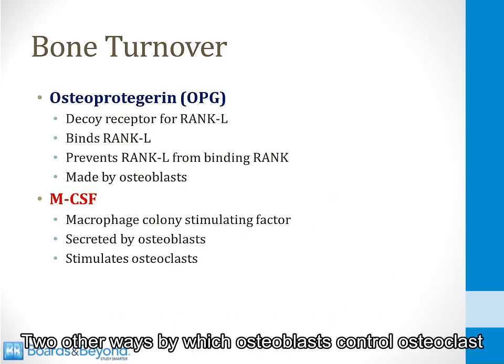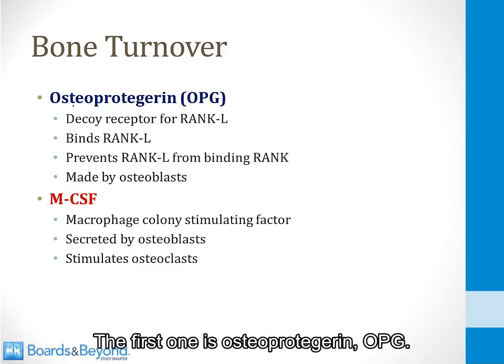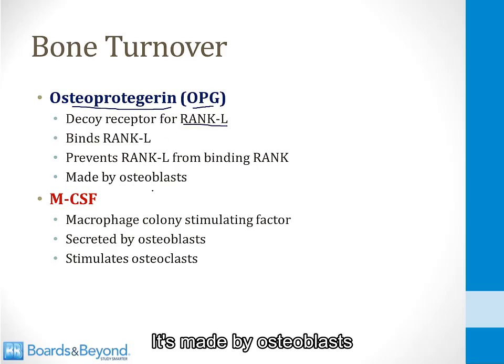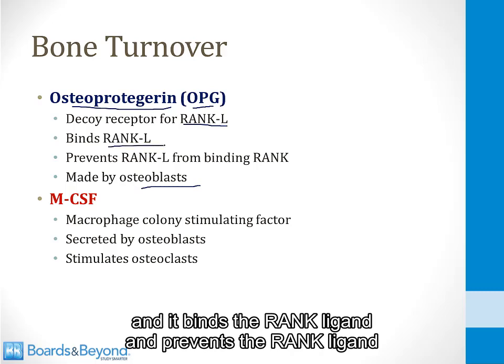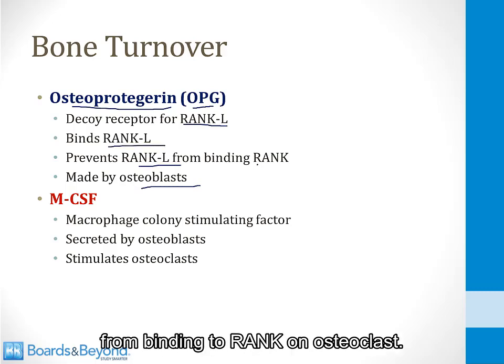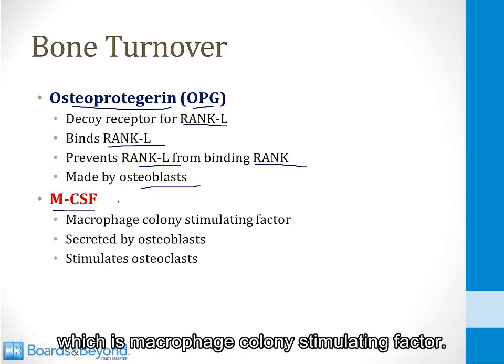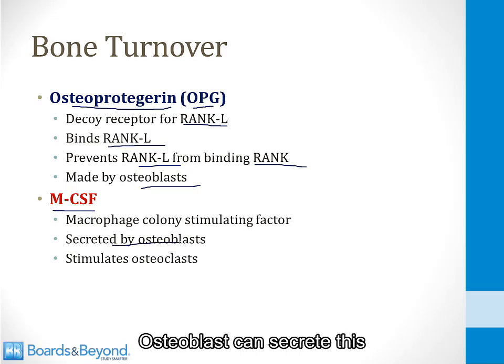Two other ways by which osteoblasts control osteoclasts are shown in this slide. The first one is osteoprotegerin, or OPG. This is a decoy receptor for the RANK ligand. It's made by osteoblasts, and it binds the RANK ligand and prevents the RANK ligand from binding to RANK on osteoclasts. Osteoblasts can also make M-CSF, which is macrophage colony stimulating factor. Osteoblasts can secrete this, and this will stimulate osteoclasts.